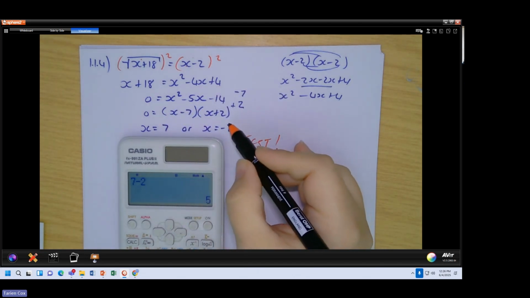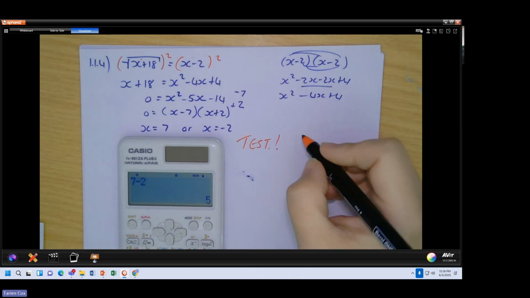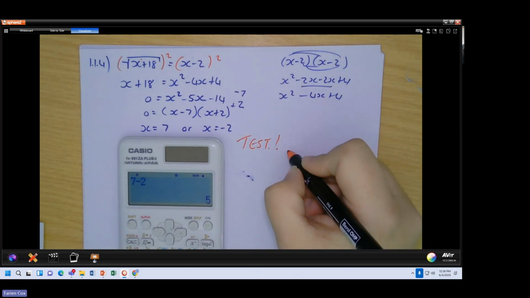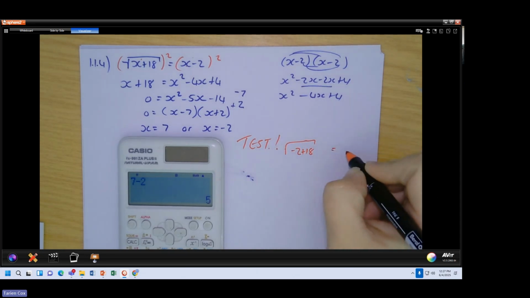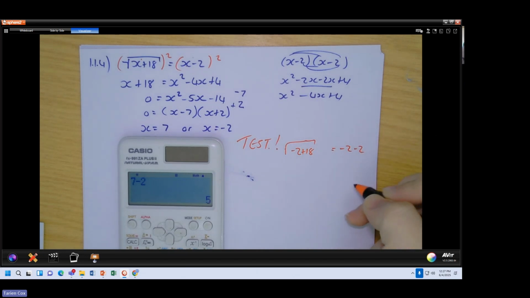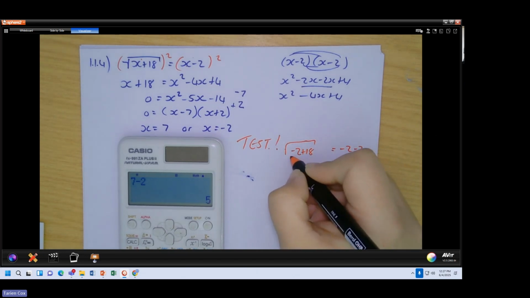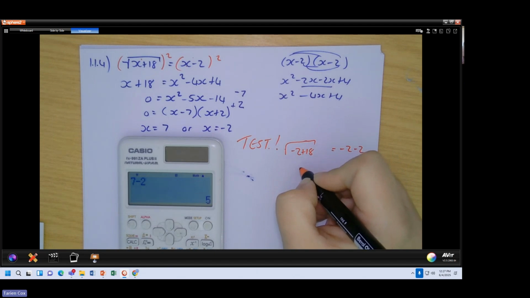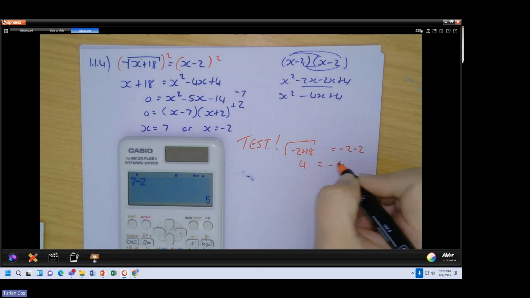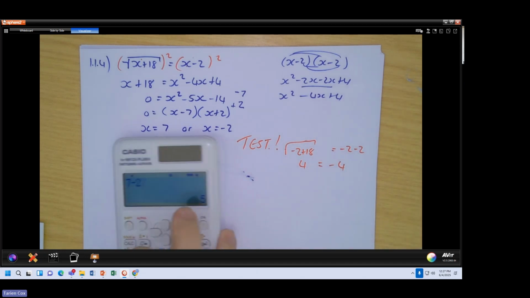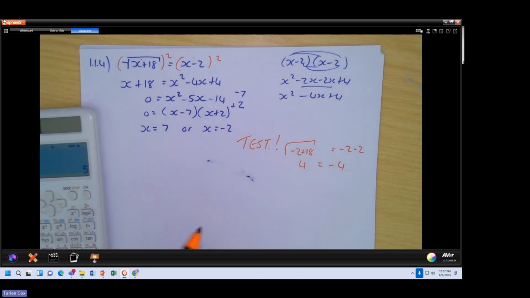So now I'm going to try the other one, and I'm going to show this one actually to you. If I have square root, negative 2 plus 18, and on this side, negative 2, negative 2. This gives me square root 16, and square root 16 is 4. On this side, I have negative 4. Are those two things the same? I know the 4s look the same, but they are not the same. Positive 4 and negative 4 are two different things, which means that this one cannot work.